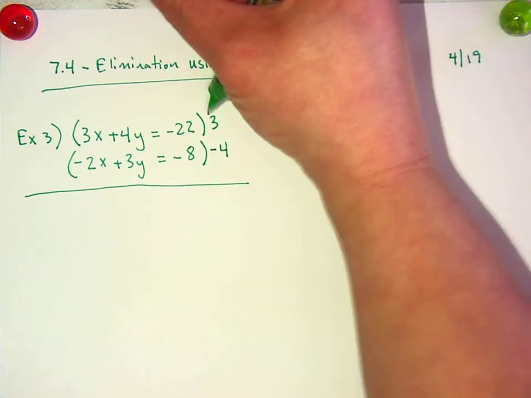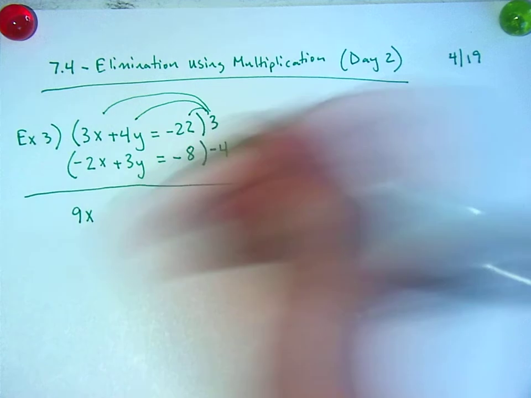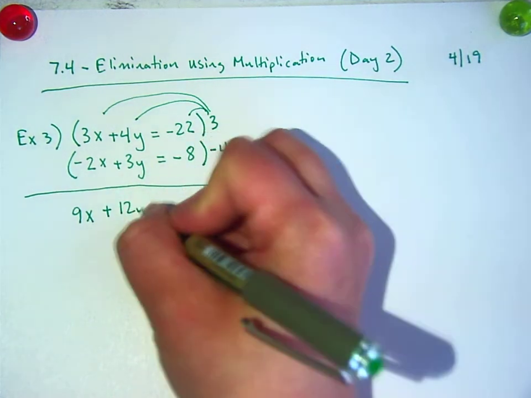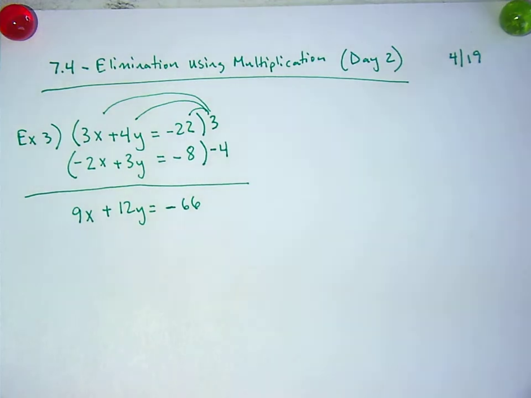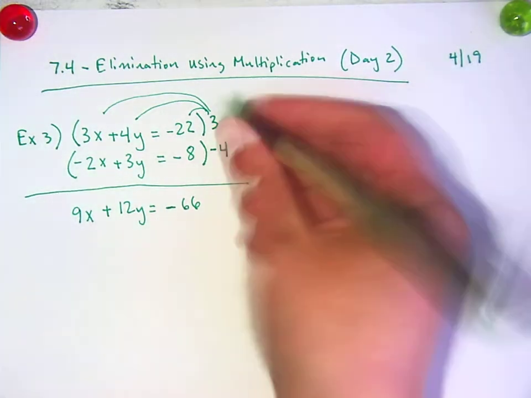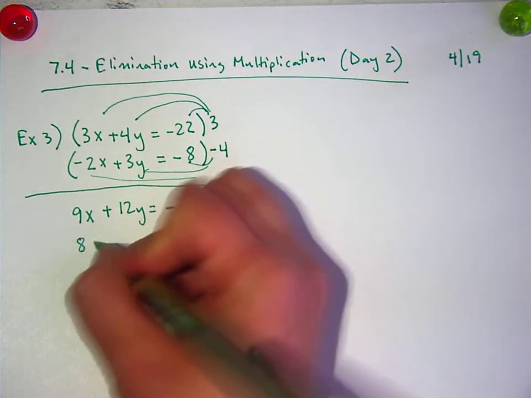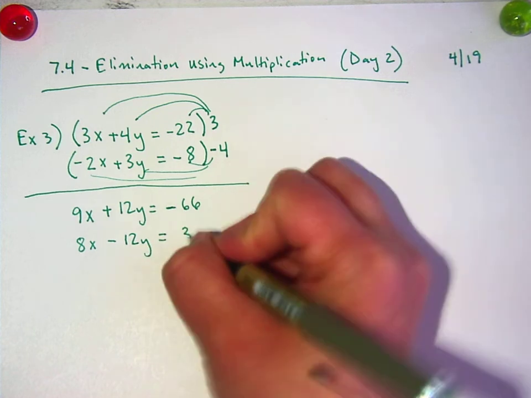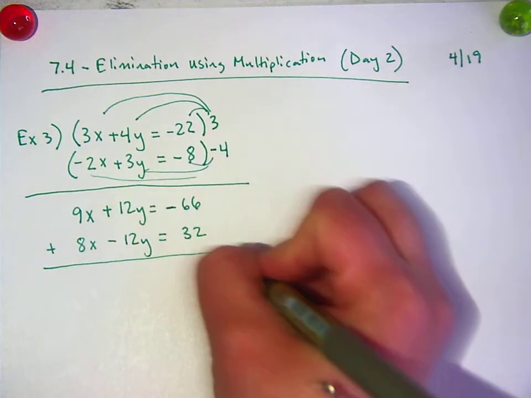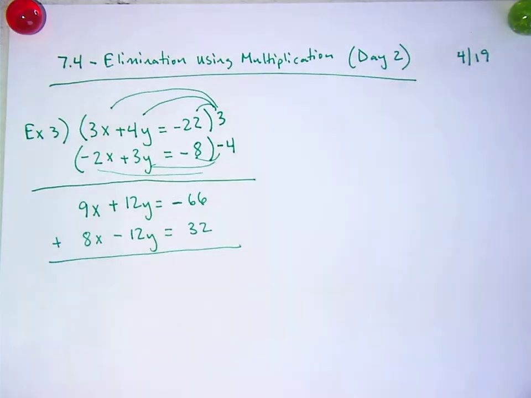All right, so I'm distributing 3 to all of them. Nice job, Tyler. Should be 9x plus 12y equals negative 66. Everybody following me so far? Then I'm going to distribute the negative 4 to all 3 of them too. That becomes positive 8x minus 12y equals 32. Now you can tell right away if you are on the right path because your x's or your y's should cancel out at this point, which they do.